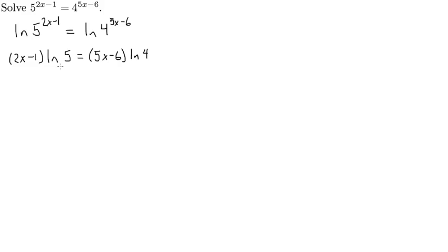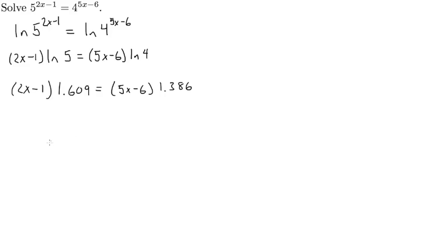So I'm going to use my calculator to give me an approximation for natural log of 5 and an approximation for natural log of 4. So when I do that, I get 2x minus 1. Natural log of 5 is 1.609. And then on the other side, natural log of 4, that's 1.386.